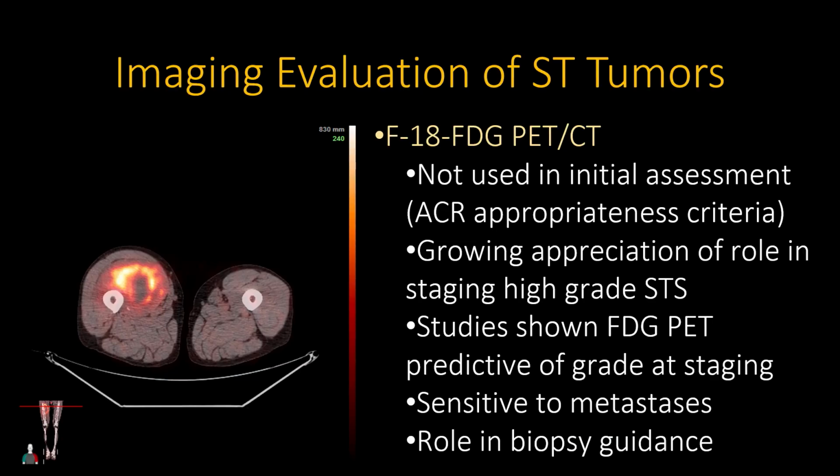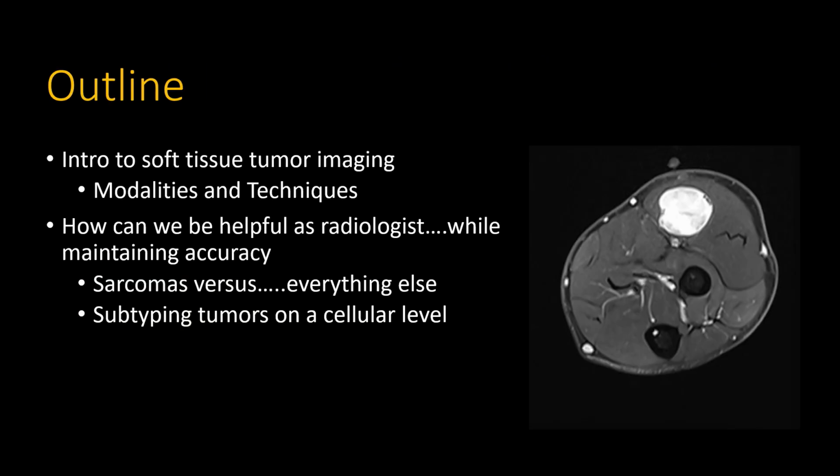FDG PET isn't used in the initial assessment. That's per the ACR appropriateness criteria, but it is potentially very useful in staging high-grade soft tissue sarcomas, particularly when we get into malignant peripheral nerve sheath tumors, which we'll talk about here in a minute.